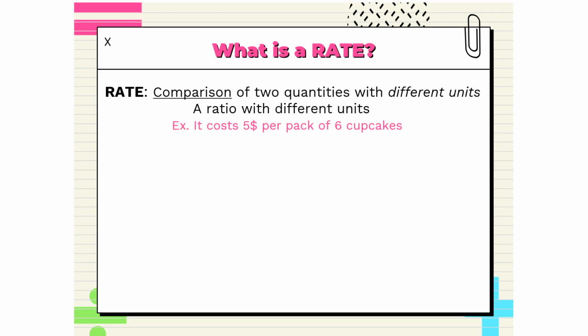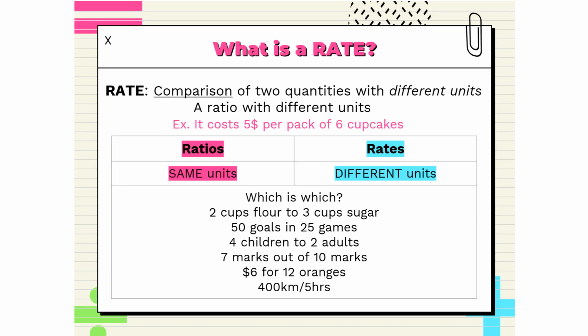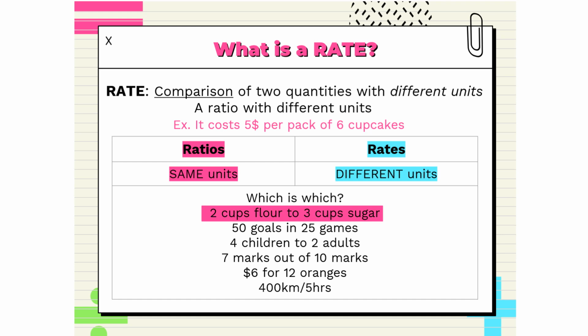For example, it costs $5 per pack of 6 cupcakes. Let's look at some more examples. We're going to look at this list here, and we're going to identify each one as either a ratio or a rate. So the first one here says 2 cups of flour to 3 cups of sugar. Is that a rate or a ratio? Note that we've got cups and cups. So we're comparing flour and sugar, but the units are in cups. So that makes it a ratio because we have the same units.